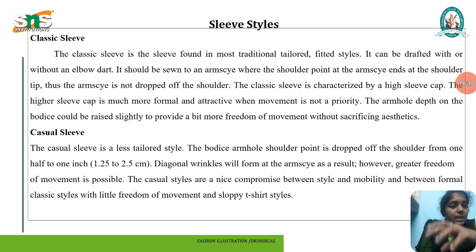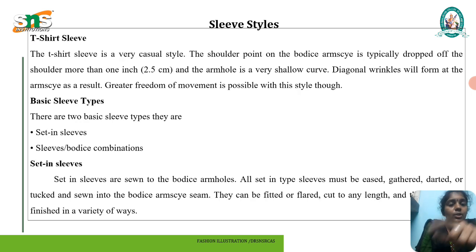So this is the basic part of how we are going to stitch, what sleeves we have to create, and what patterns we have to create. These things have been given here. So those are the types of sleeves: t-shirt sleeve, basic sleeve types, set-in sleeve or sleeve with body combination. A set-in sleeve is a sleeve sewn to the body's armhole. So we are joining those two parts. This is a body part and this is a sleeve part. So we are joining those things. So it is a set-in sleeve.